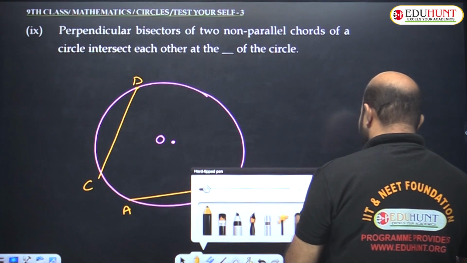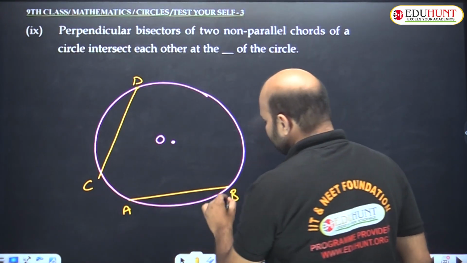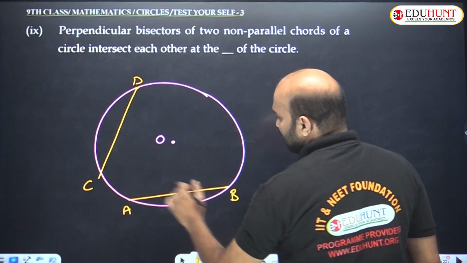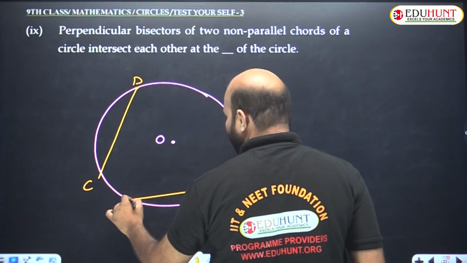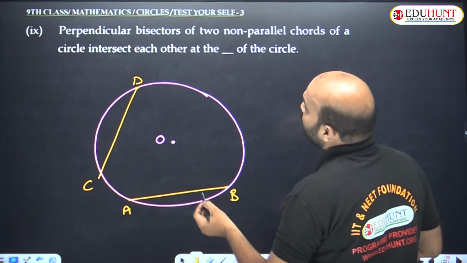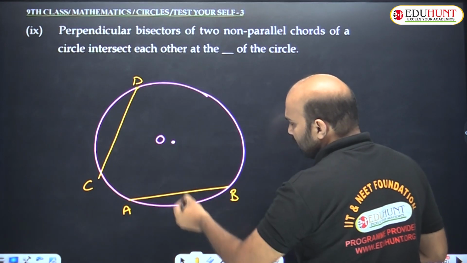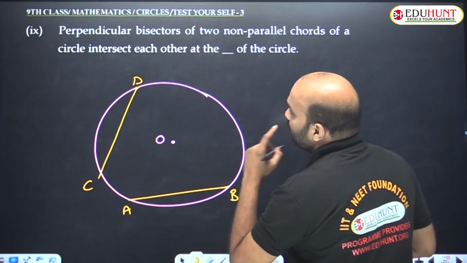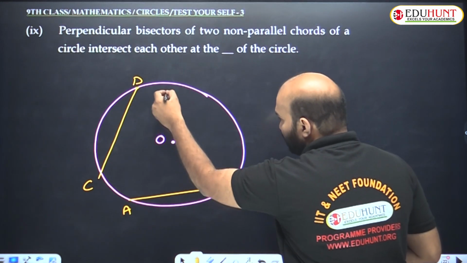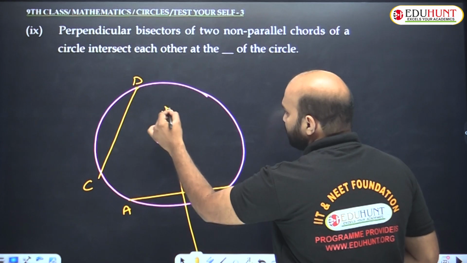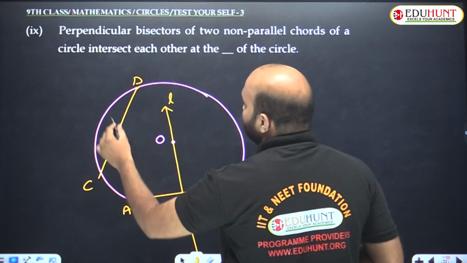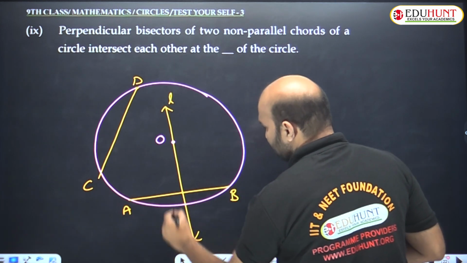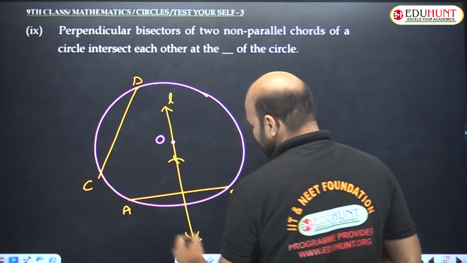So clearly we need to understand here. Take AB and its perpendicular bisector. By using the compass from A and B, we will draw the perpendicular bisector line just like that. This is the perpendicular bisector line, this is L. And also for CD, by using the compass, just like that. So you can take from A and B.